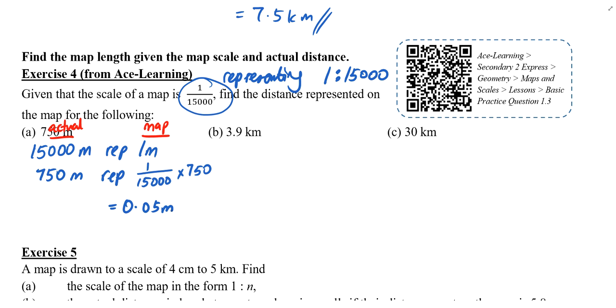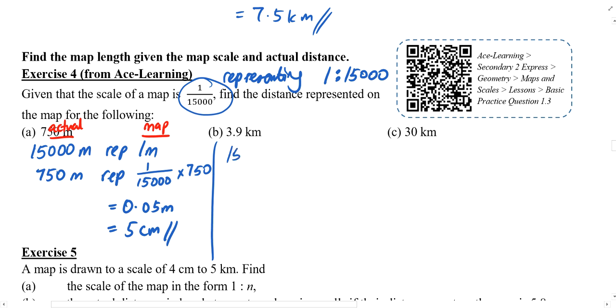How much is 0.05 meters on the map? We can, for convenience, change it to cm, we get 5 cm. Okay, since the map is a small piece of paper, it is more convenient to work with cm. So now that I have part A done for you, can you do part B and part C by yourself? So here, 3.9 kilometers.